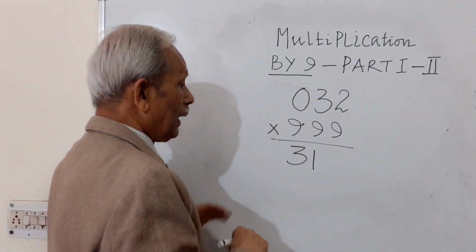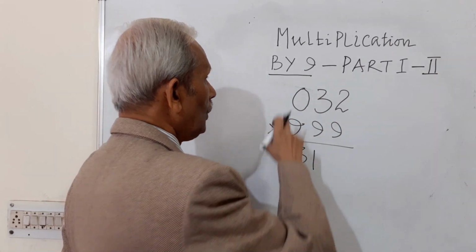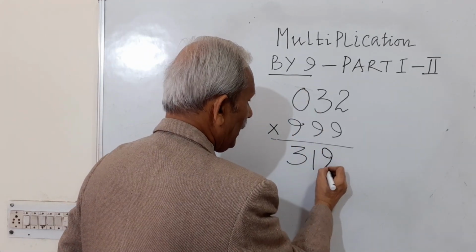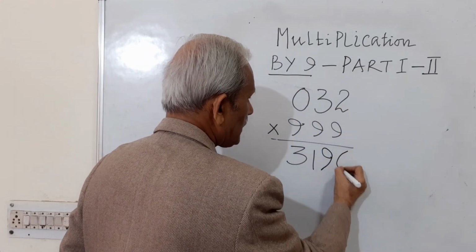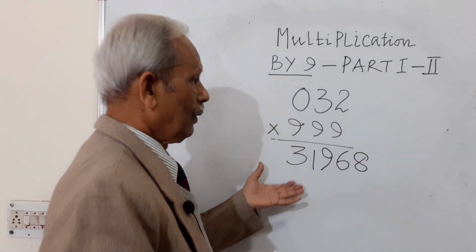And then now write the complement of this whole number. The moment you write the complement of this whole number, 9 minus 0, you cannot ignore it. 9 minus 0 is 9. 9 minus 3 is 6. And 10 minus 2 is 8. And that is the answer. So we have followed it.